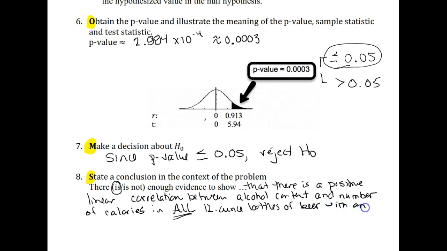with an alcohol content between 4.15% and 8.1%, because again, that was our X-min and our X-max in that sample of 9. So the model that we formed for these 9 beers, we only know it fits well for beers with an alcohol content between 4.15% and 8.1%.